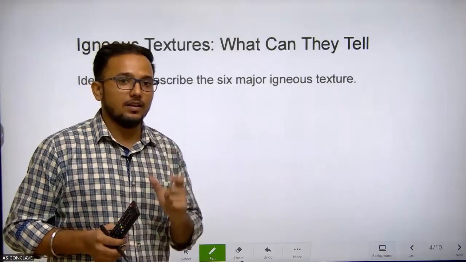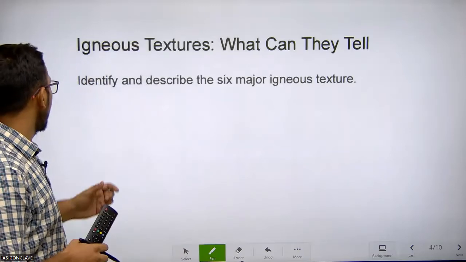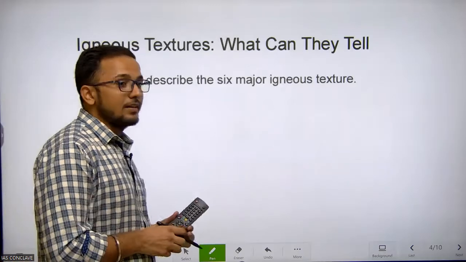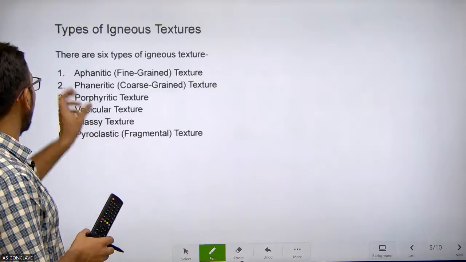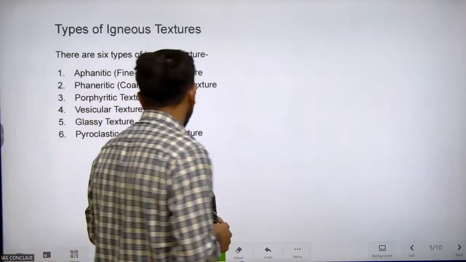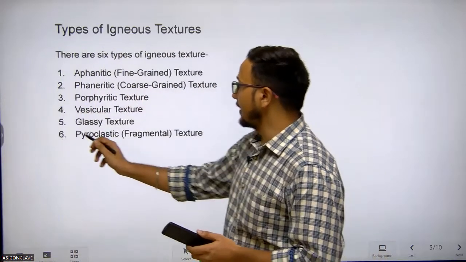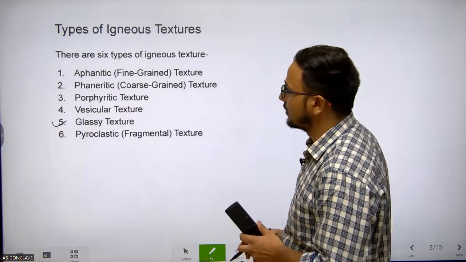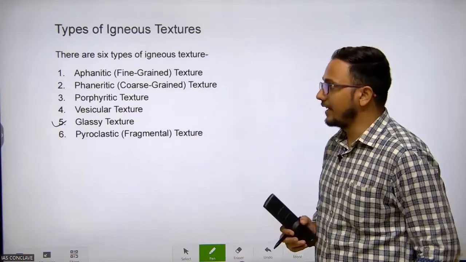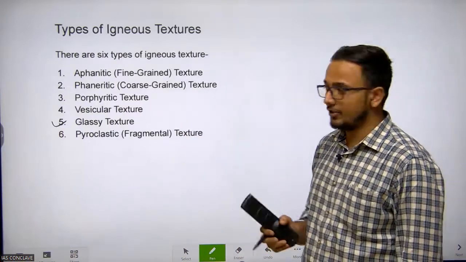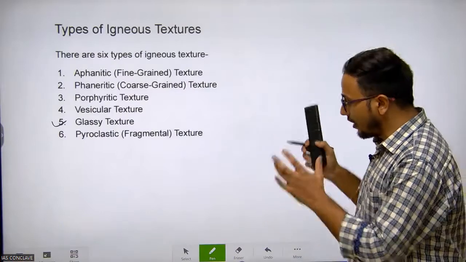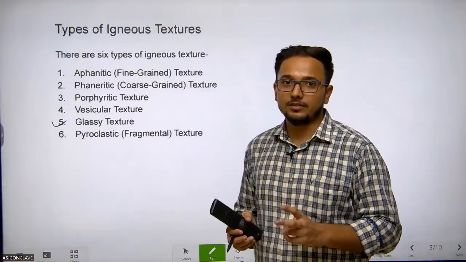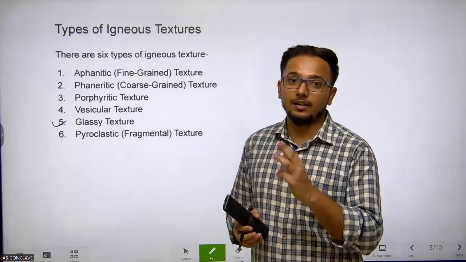What can they tell us? So this is our session name. Identify and describe the 6 major igneous textures we will cover. These are the basic types of igneous textures. We have already covered the aphanitic, phaneritic, porphyritic, and vesicular textures. In this session we will cover glassy textures, because textures are determined and influenced by 3 factors: the silica content, cooling rate, and dissolved gases.